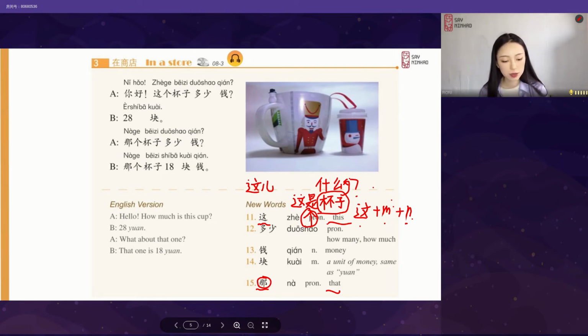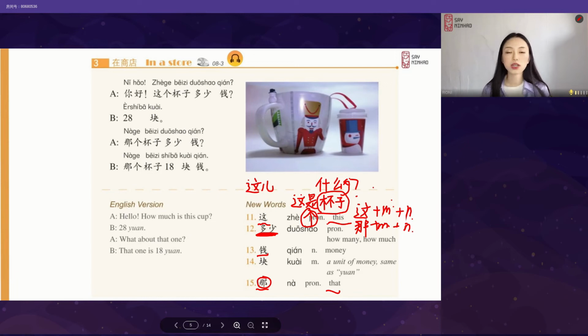Okay, it is the same as 那. When we want to say that thing, then it is 那 plus a measure word plus a noun, okay? So when I want to say that person, then it is 那个人, that student 那个学生, that teacher 那个老师. Very good.